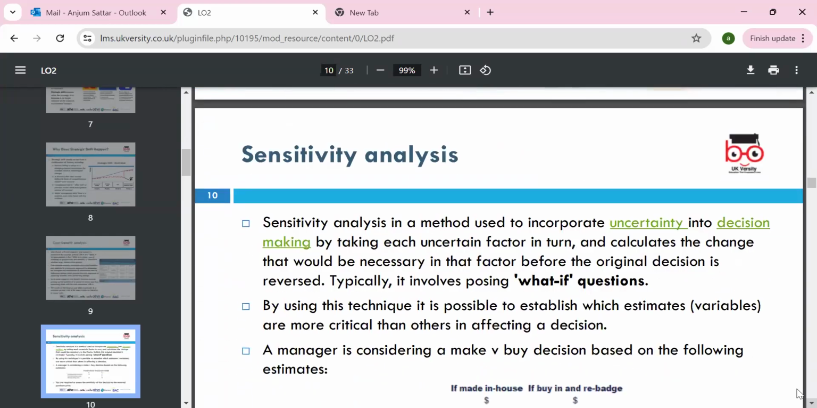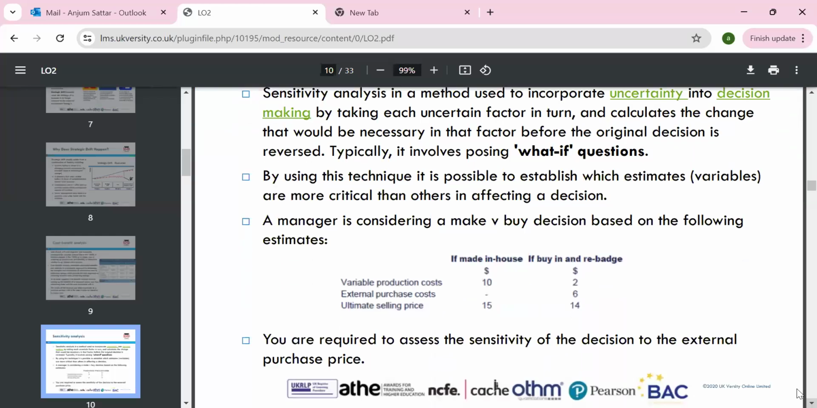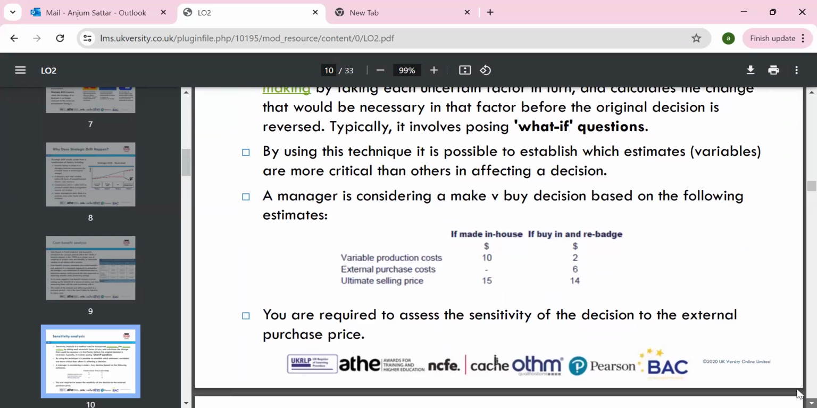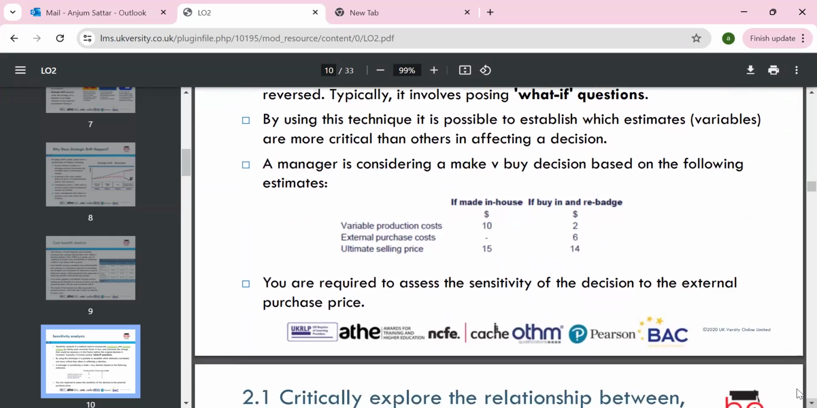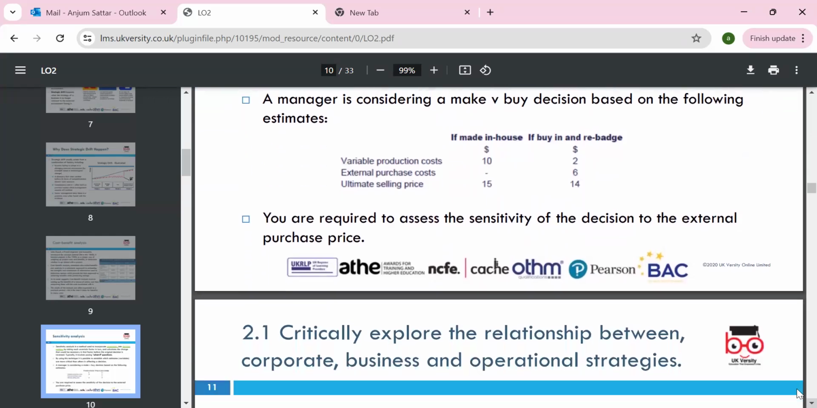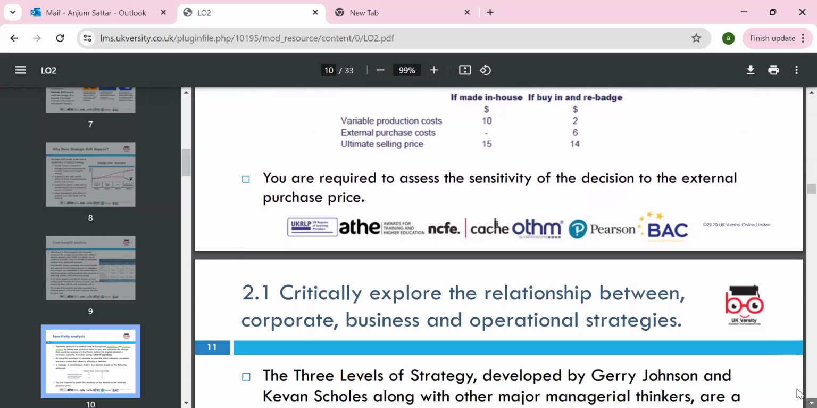Sensitivity analysis is also very good. Sensitivity analysis is the method used to incorporate uncertainty into decision making. Decision making means selecting the best course of action. That's why you have to assess the decision in terms of cost, benefit, time, and quality. So we can look at it: if we make it in-house, it costs this; if we outsource, it costs this. Then you can decide which one you want.